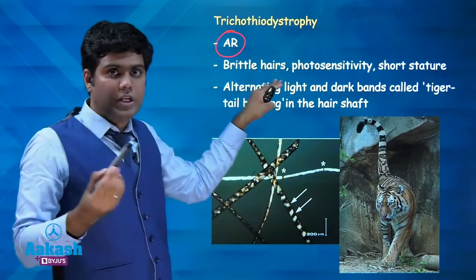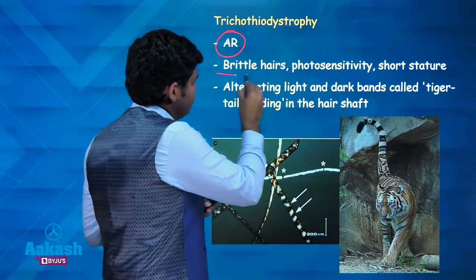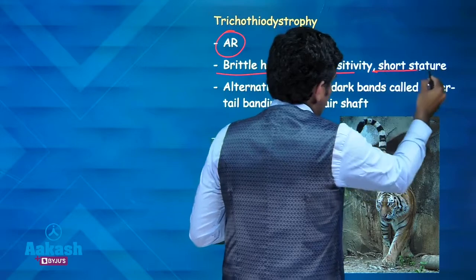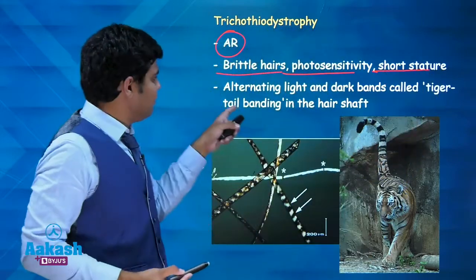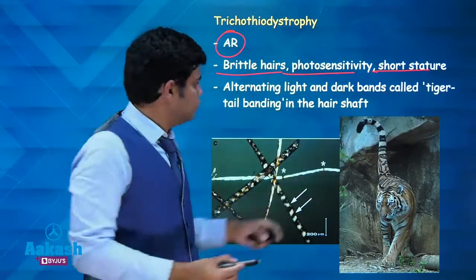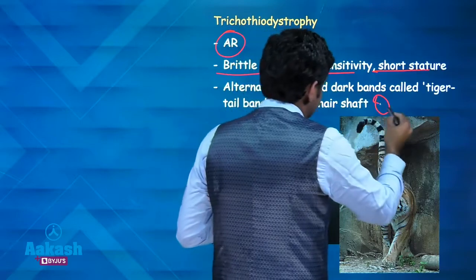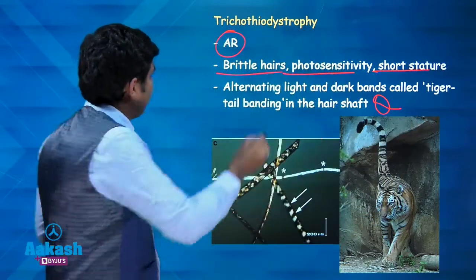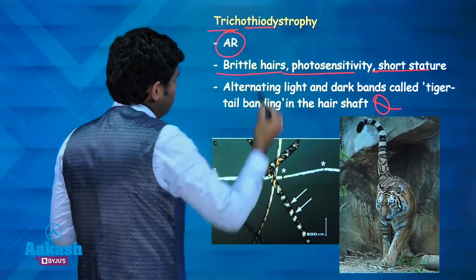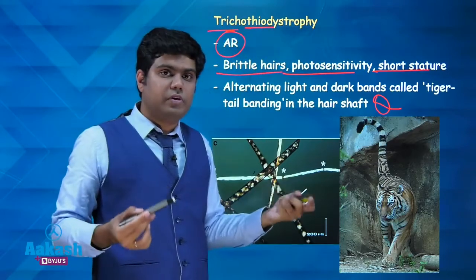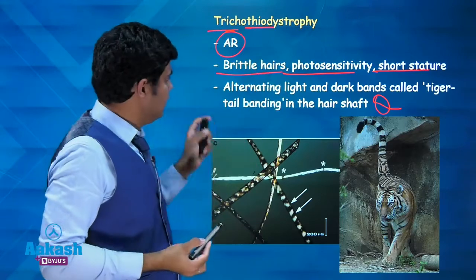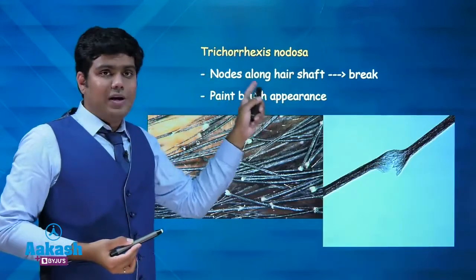And here we see three important things: brittle hairs that will lead to alopecia, photosensitivity and short stature. We see alternate light and dark bands known as tiger tail banding in the hair shaft, characteristic of trichothiodystrophy. So tricho means hair, thio means sulfur. So they have abnormal sulfur related keratins. Okay, trichothiodystrophy. Right. Trichorhexis nodosa.